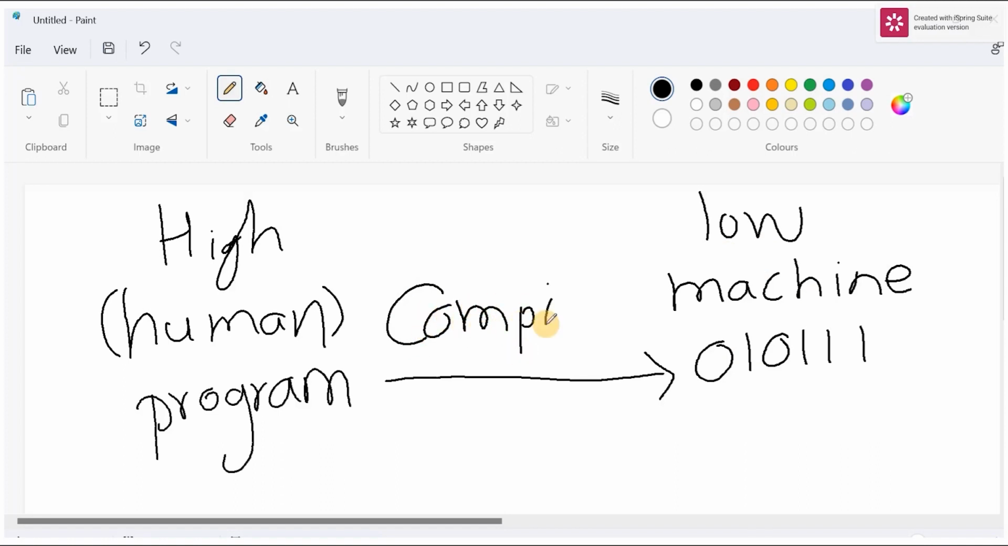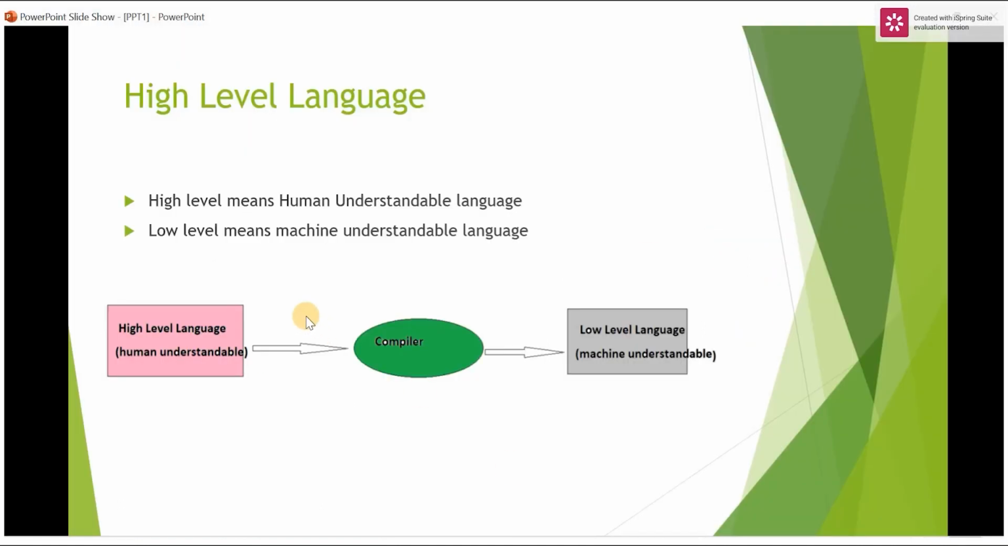So here also the role of the compiler comes. It converts the high level program into the low level program. So this is the second task of the compiler. First is compiling or checking for syntactical errors, and second is converting the high level program into a low level program. High level means human understandable language, low level means machine understandable language. For now, only an overview of these two concepts is important: what is meant by high level language and what is meant by low level language.